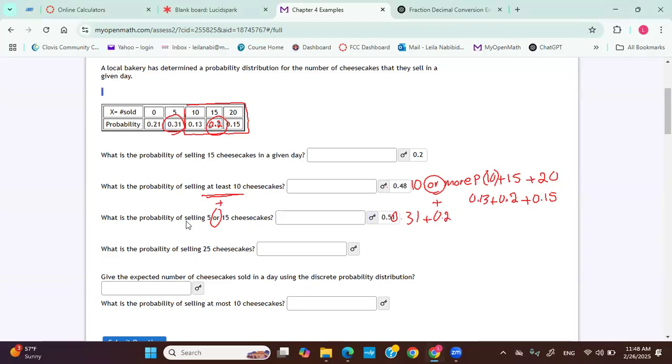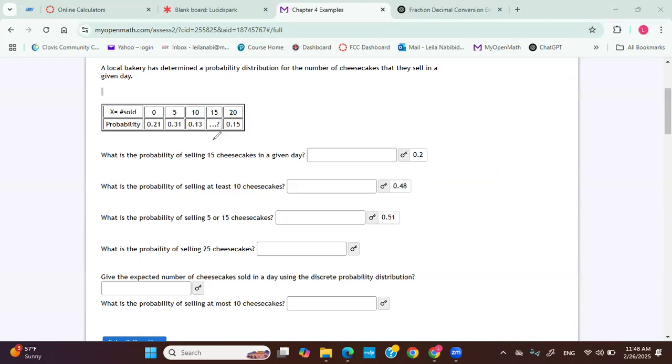The next part is what's the probability of selling 25 cheesecakes? When you look at the table, there is no 25. So what is the probability of selling 25 cheesecakes? 0, because we don't have 25 on the table.